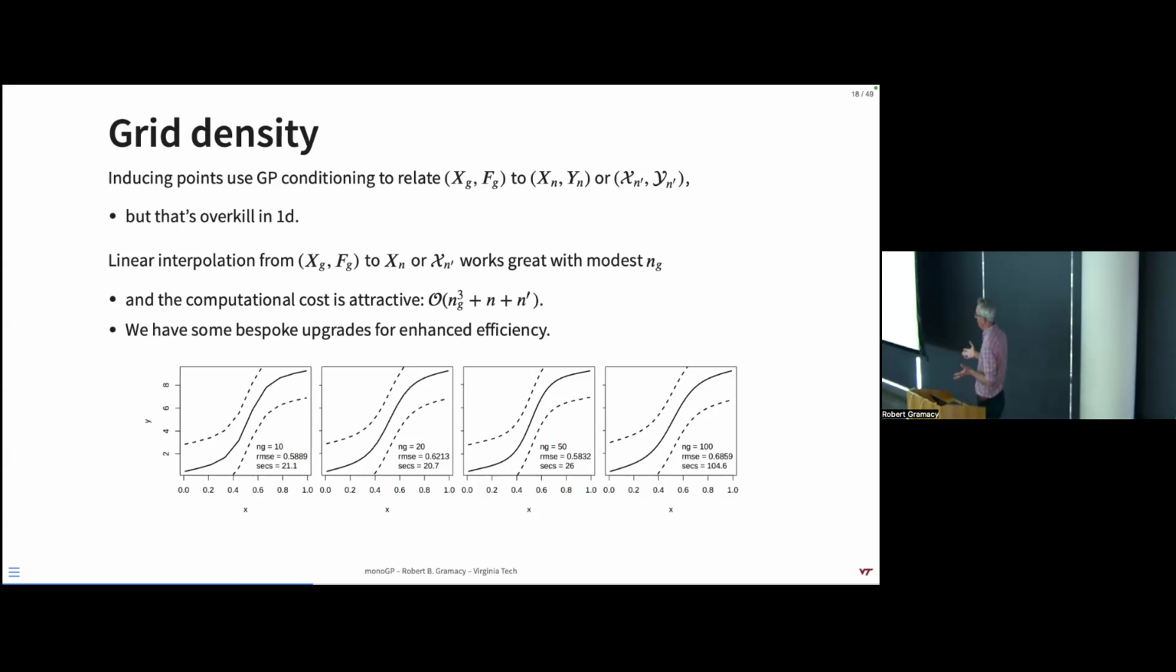So I think this is, at least in one input dimension, a really great way to cap the computational effort, because I'm only ever working with a 50 by 50 matrix, which I can decompose very quickly. And I get curves that look like they're much higher resolution. The computational cost is attractive.